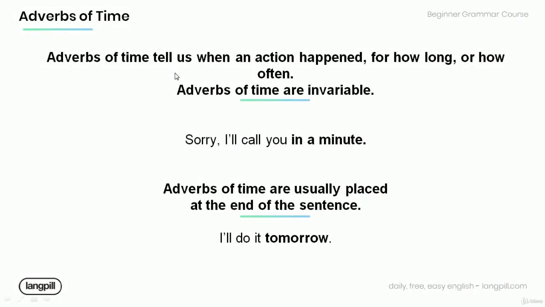Now, adverbs of time tell us when an action happened, for how long, or how often. Note that adverbs of time are invariable. Have a look at the example below. Sorry, I'll call you in a minute. The adverbial phrase in a minute tells us when I'll call.